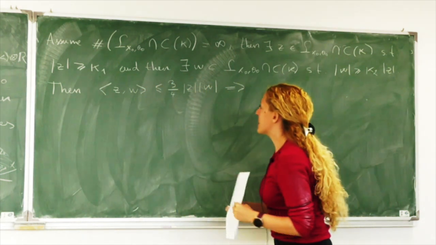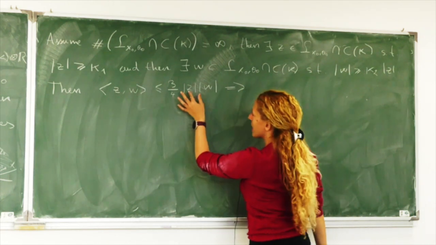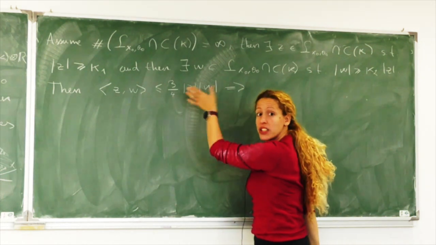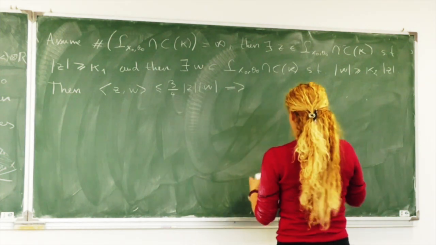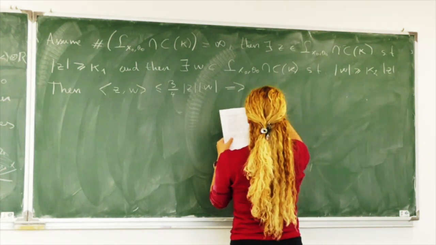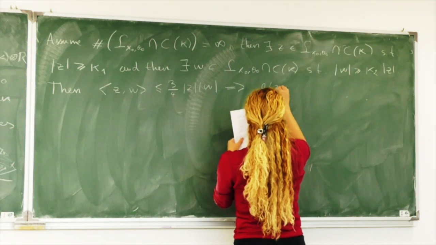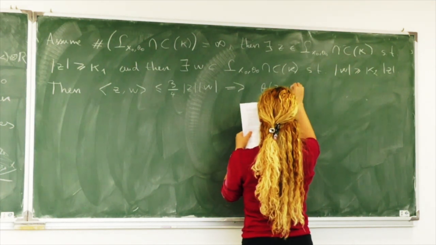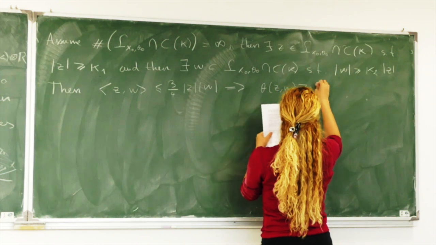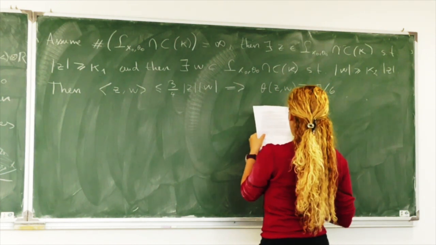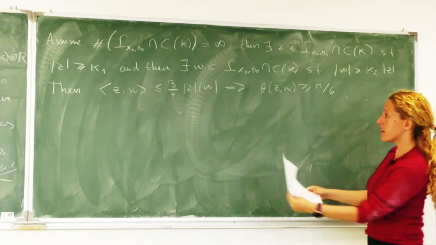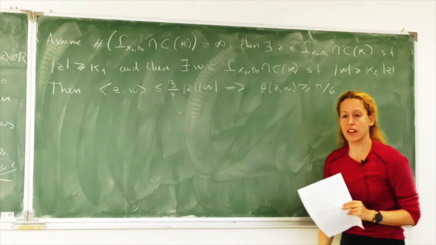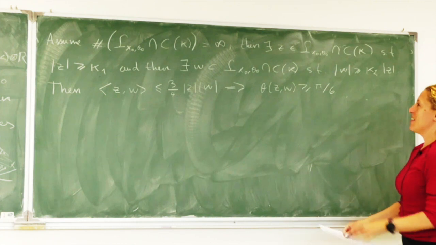But then what does it mean? Recall that this divided by this is the cosine of the angle associated to the 2 points. So basically this implies that the angle between the 2 points is greater or equal than pi divided by 6, right? This we get from Bogomolov inequality. But wait, so what is the conclusion?